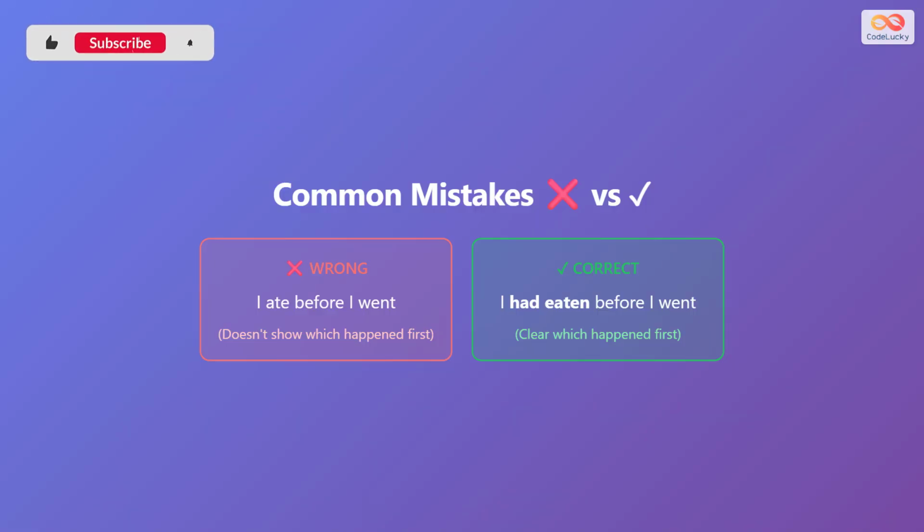Now let us look at common mistakes. Do not say, I ate before I went. This is wrong because it does not show which action happened first. Instead say, I had eaten before I went. The had is necessary. Without it, the listener might think both actions happened at the same time or that the order is unclear. Always use had plus the past participle for the first action.